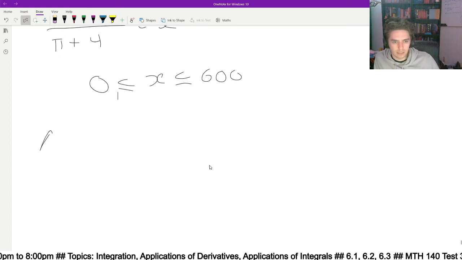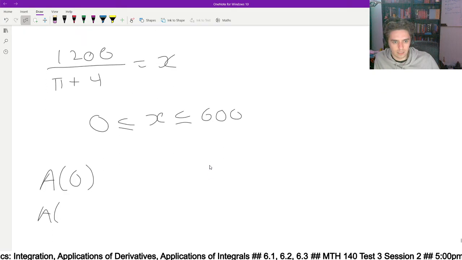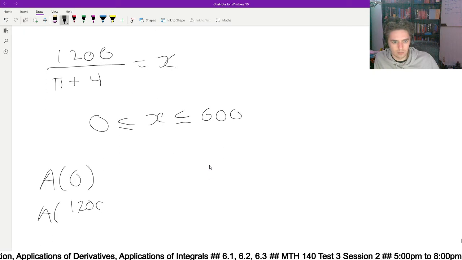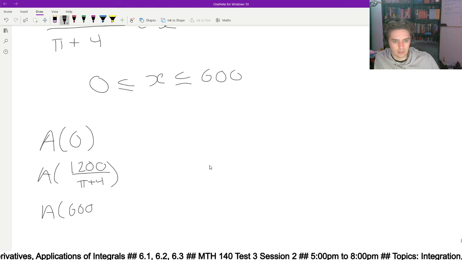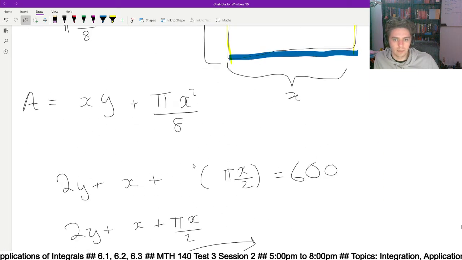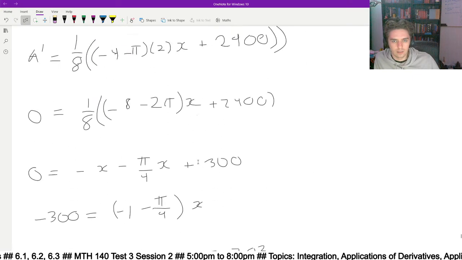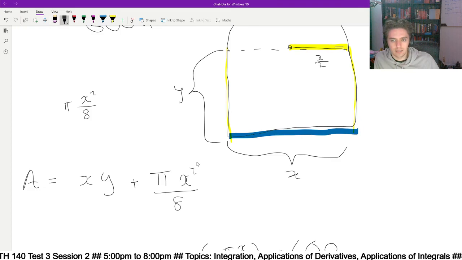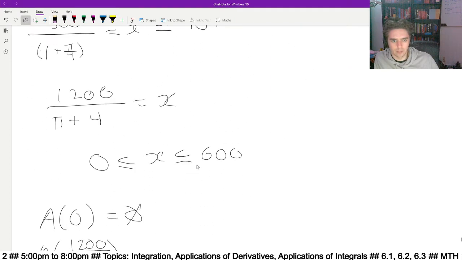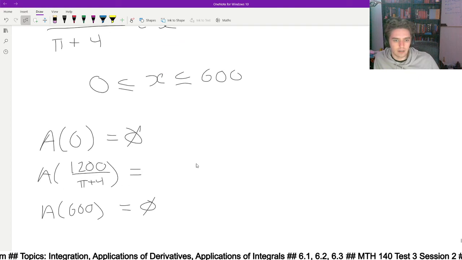Now we have to determine the area if x was 0, the area if x was 1200 over pi plus 4, and the area at 600. Just looking at the picture, if x was 0, you'd have 0 area, if this squished down to nothing. Similarly, if x expanded all the way to 600, nothing else would be able to be built, so the area would also be 0.